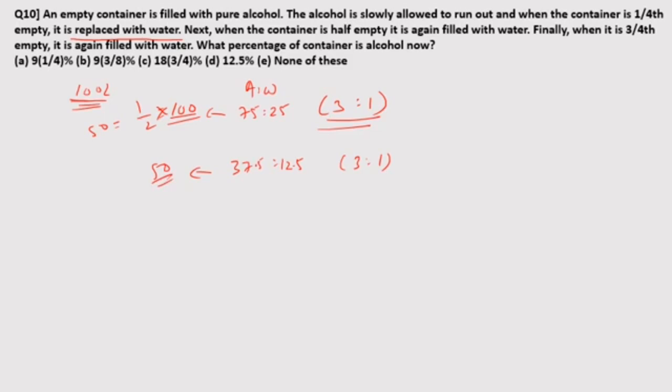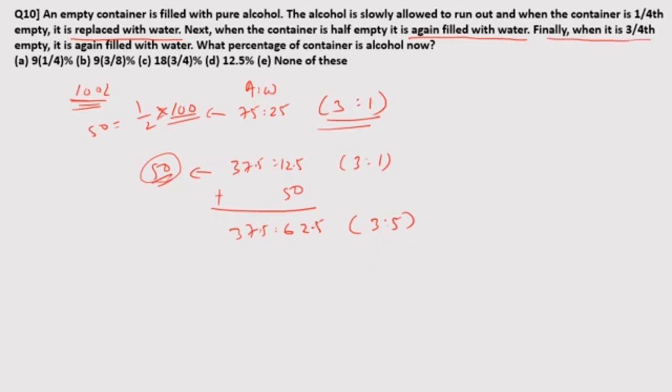Now what it is saying, when the container is half empty, it is again filled with water. From this stage I am again adding water. 50 is there, so I'll have to add another 50 to make it 100. Only water I'll add, so plus 50, so this becomes 37.5 is to 62.5. So the ratio is, if we cancel with 12.5, this is 3:5. This is the ratio.